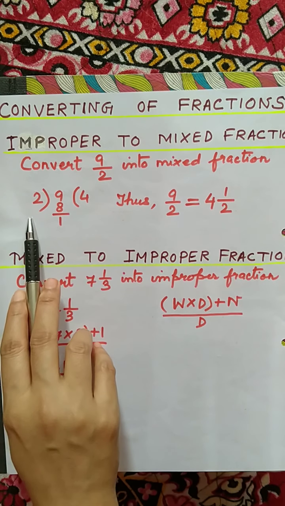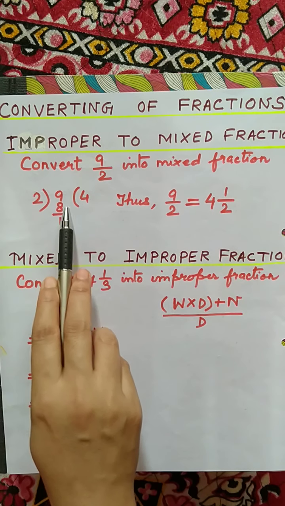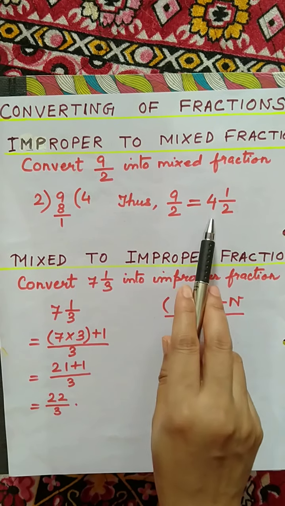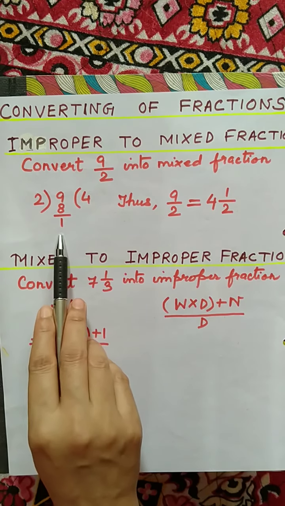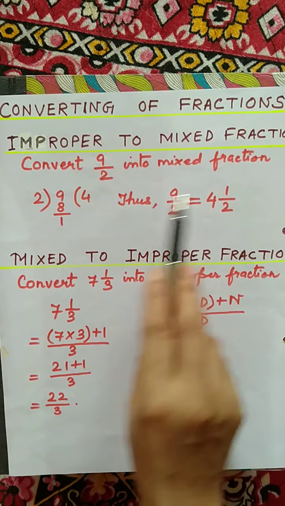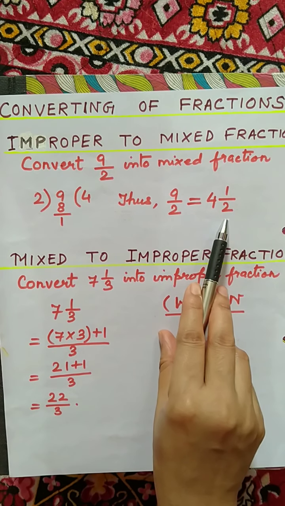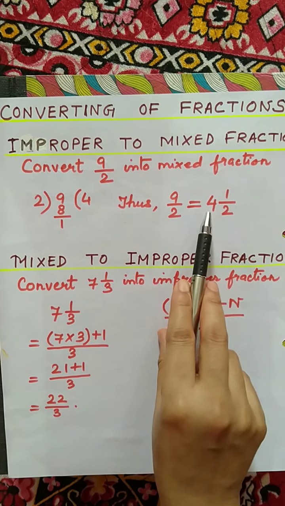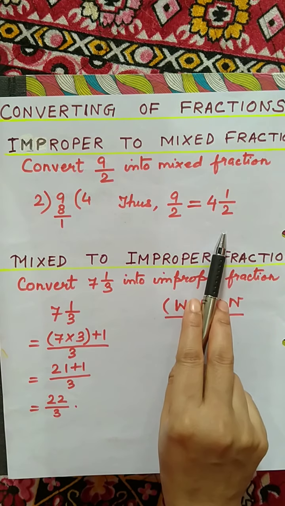9 by 2, we divide by 2, 2 fours are 8, 1 is the remainder. So this 4, the quotient, will become your whole number, the remainder will become the numerator and the divisor will become the denominator. So we have a new fraction here, mixed fraction, that is 4, 1 by 2.